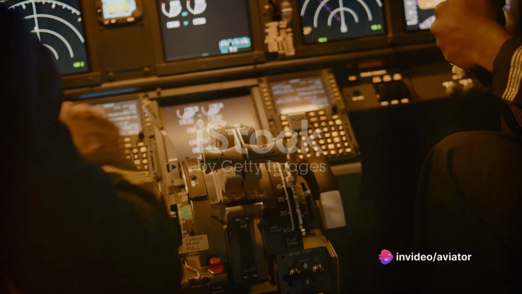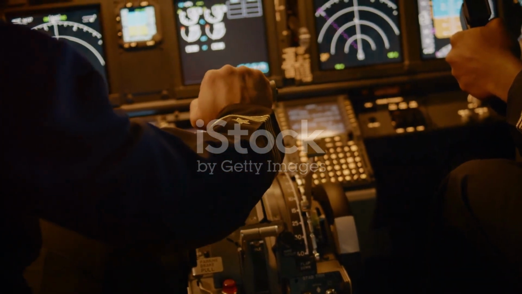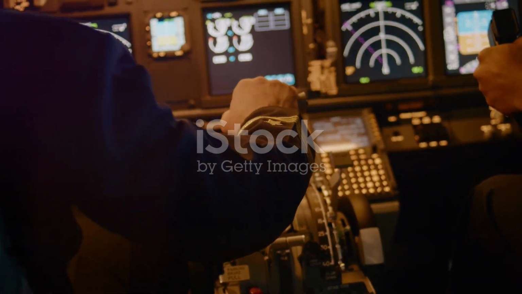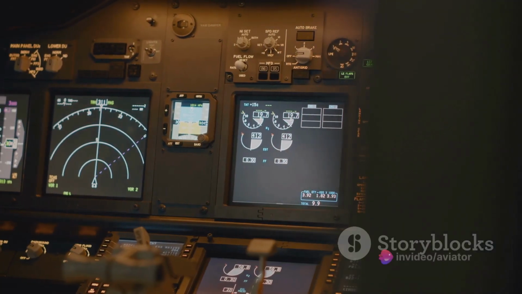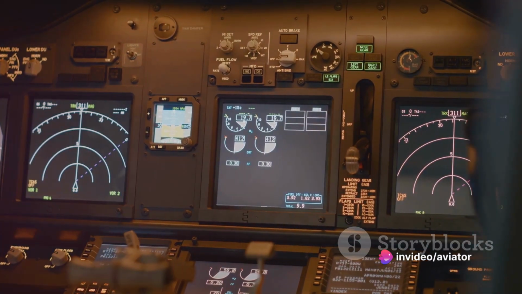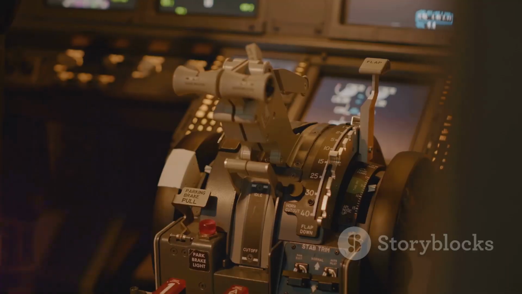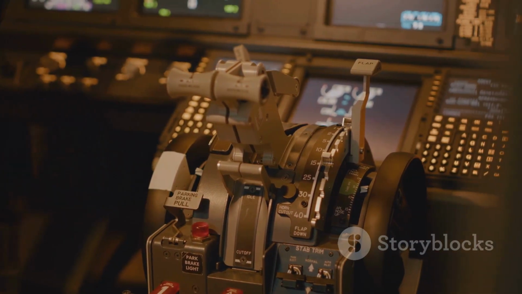Pitch, on the other hand, is controlled by pushing or pulling the yoke forward or backward. This operates the elevators on the tail of the airplane. Pushing the yoke forward lowers the elevators, making the plane nose dive, while pulling it back raises the elevators, causing the plane to climb. Lastly, yaw is controlled by the rudder pedals.